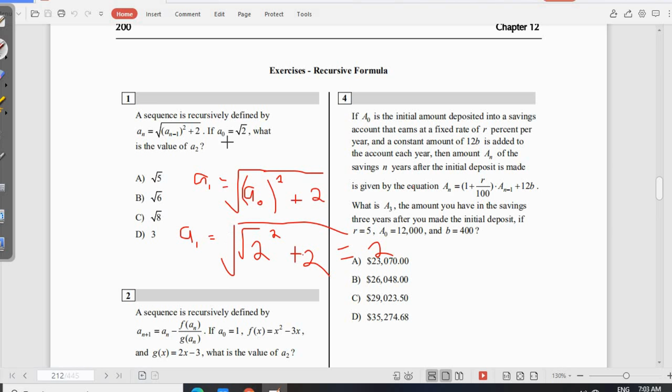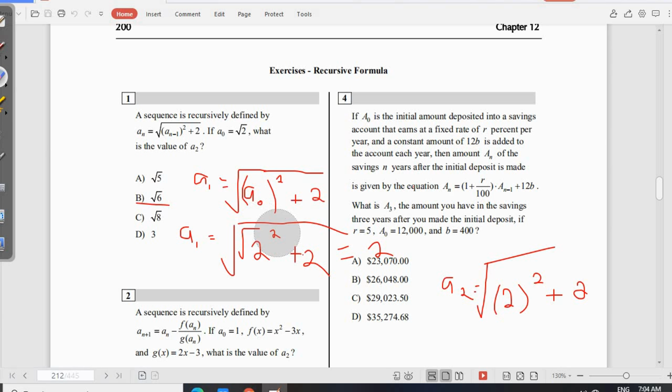So once you have gotten that, let's put it again in this same equation. Now a2 will be, you see, an minus 1, that's 2 minus 1, that's a1. So we are going to be putting a1 inside. a1 is actually 2, so we have 2 squared plus 2. That's a2. a2 is equal to 2 squared is 4, 4 plus 2 is 6, root 6. Okay, so that's the answer.